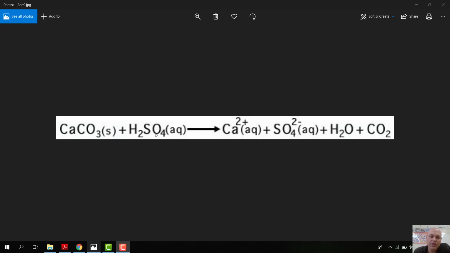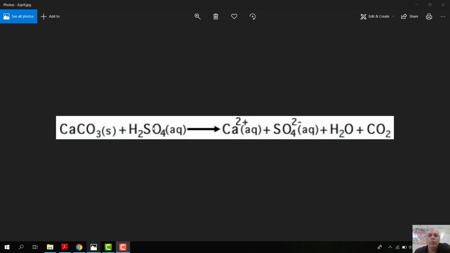reacts with the sulfuric acid, the H2SO4. And then you see the (aq), which is just telling you that that's in liquid. aq stands for aqueous, which just means liquid, okay? So that's the sulfuric acid that we find in the rainwater.